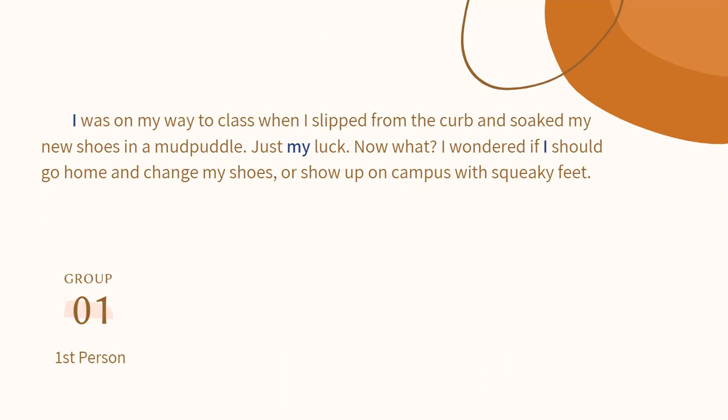Well done, group 1. I definitely see where you have used the first person pronouns and you have been consistent, which is also very important. They didn't switch to third person, they didn't switch to second person, they stayed right on track.